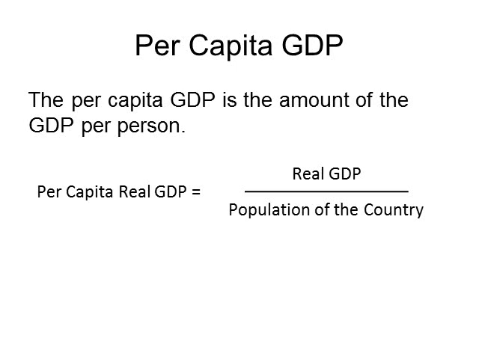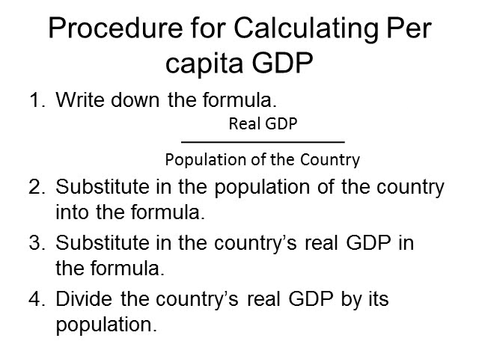This is the amount of GDP per person. The formula for calculating per capita GDP is per capita real GDP is equal to real GDP divided by the population of the country. The procedure for calculating per capita GDP is: 1. Write down the formula, which is real GDP divided by the population of the country. 2. Substitute in the population of the country into the formula. 3. Substitute in the country's real GDP into the formula. 4. Divide the country's real GDP by its population.